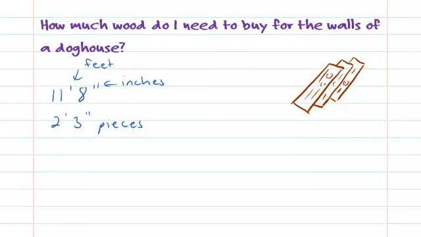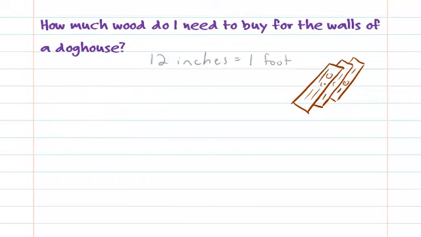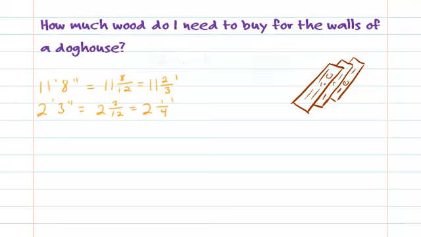Okay, so let's go through our steps. First, find the fractions. But wait a minute, there are not any fractions. But we have feet and inches, so let's turn all these measurements into fractions of feet. There are 12 inches in a foot, so 11 feet 8 inches is 11 and 8 divided by 12, or 11 and 2/3 feet. And 2 feet 3 inches is 2 and 3 divided by 12, or 2 and 1/4 feet.